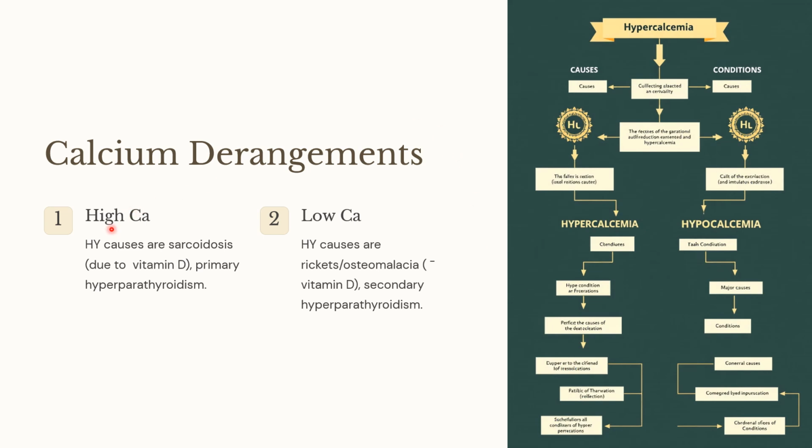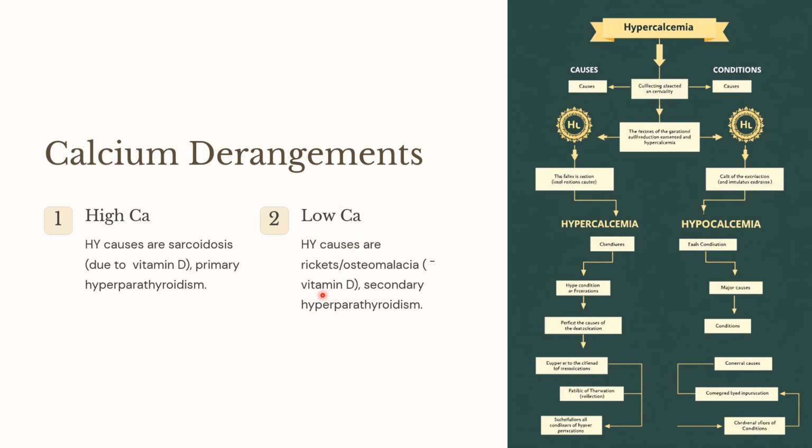High calcium is mainly because of sarcoidosis, where 1,25 dihydroxycholecalciferol, the active form of vitamin D3, is produced in excess. Therefore, more calcium is absorbed. In primary hyperparathyroidism also, there is an excess of PTH, and therefore more calcium is reabsorbed.